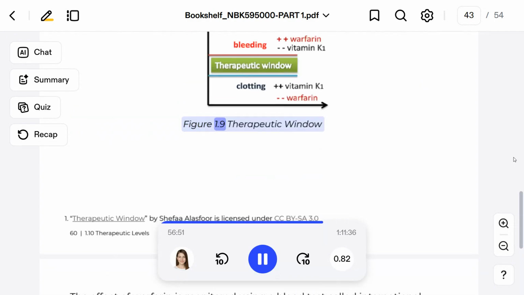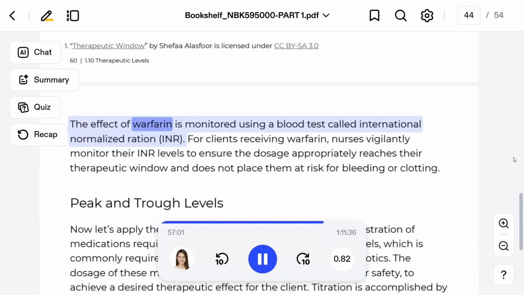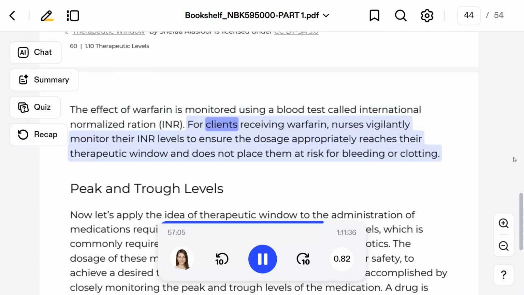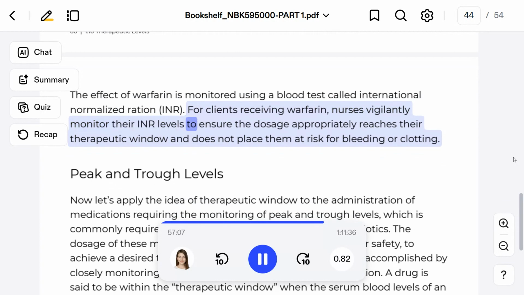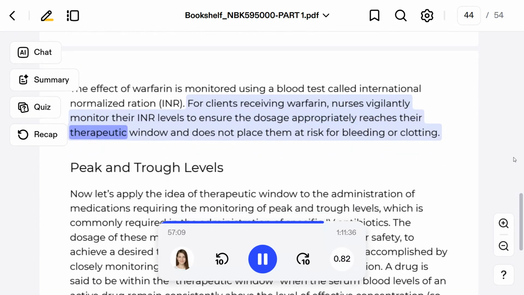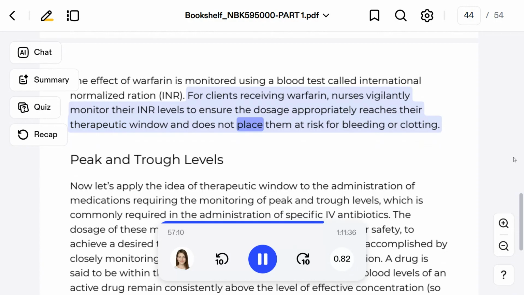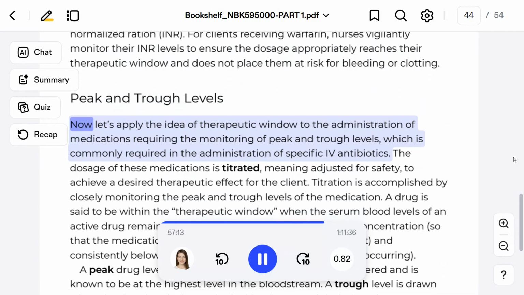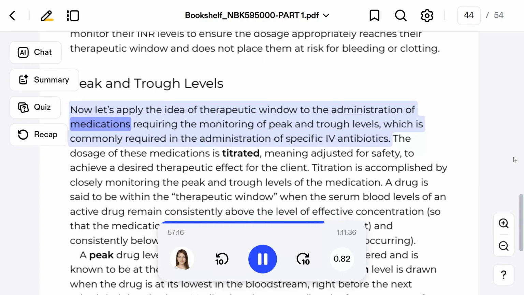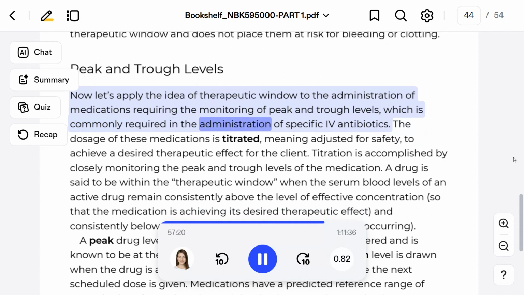Figure 1.9 Therapeutic Window. The effect of warfarin is monitored using a blood test called International Normalized Ratio. For clients receiving warfarin, nurses vigilantly monitor their INR levels to ensure the dosage appropriately reaches their therapeutic window and does not place them at risk for bleeding or clotting. Peak and trough levels. Now let's apply the idea of therapeutic window to the administration of medications requiring the monitoring of peak and trough levels, which is commonly required in the administration of specific IV antibiotics.